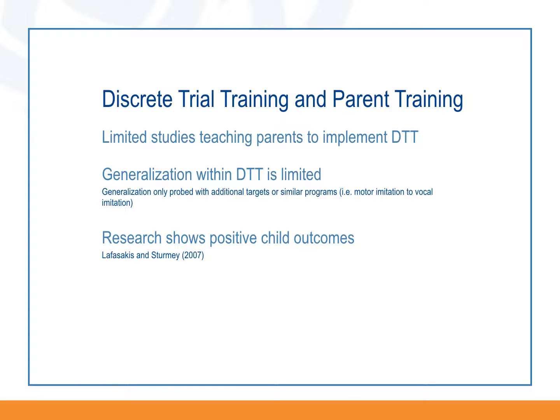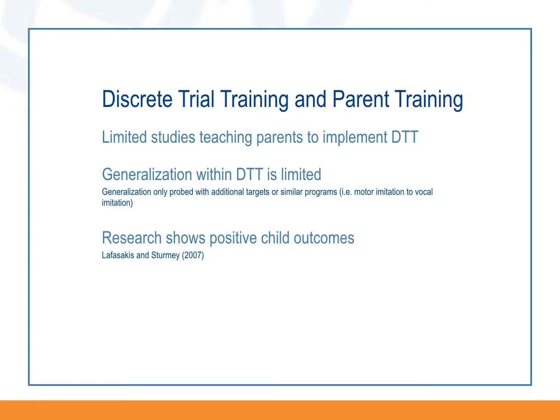Specifically looking at discrete trial training and parent training, there are limited studies teaching parents to implement DTT. However, discrete trial training is a very research-based component within ABA. Generalization within the research is pretty limited. They've probed, if you can label an item, can the parents generalize the protocol to labeling another item, so just additional targets. One of the Sturmey studies did look at whether they can generalize from a motor imitation skill to a vocal imitation skill. And overall, research has shown positive child outcomes when parents are trained to do discrete trial.